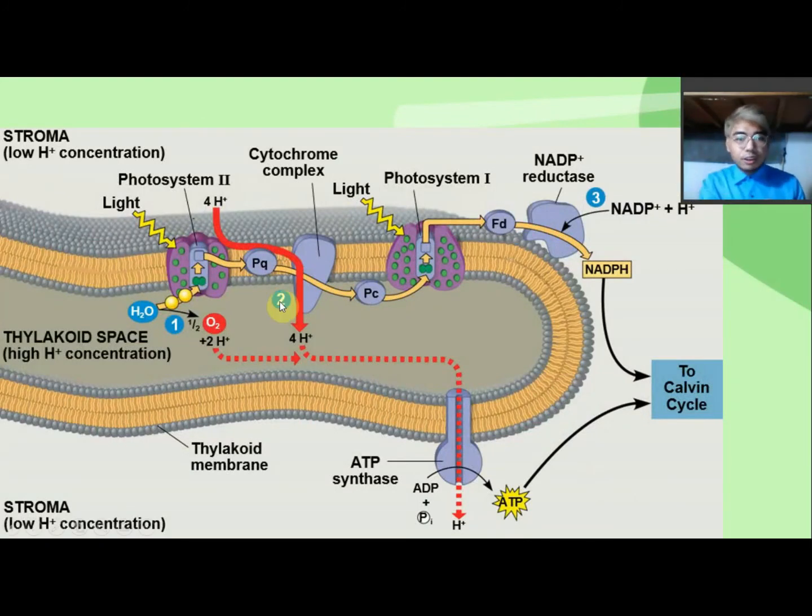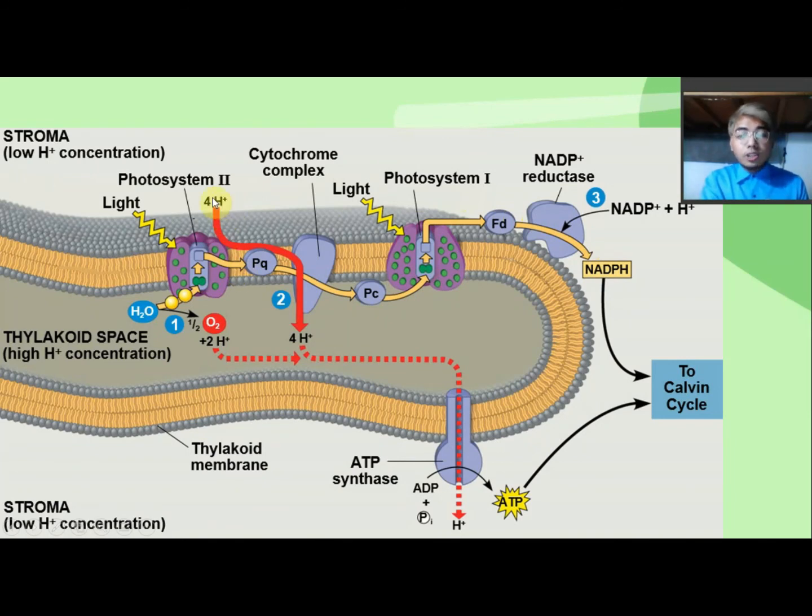In summary, photolysis, then the highly energized electron will now be moved by the plastoquinone to the cytochrome complex. The hydrogen ions will now move from the stroma to the lumen. Then more high concentration of hydrogen ions will happen here. Then the low energy electron will now be transferred by the plastocyanin to the photosystem 1 to be re-energized. Then it will be transferred by the ferredoxin. Then on the NADP plus reductase, it will now be accepted by the NADP plus to create NADPH.